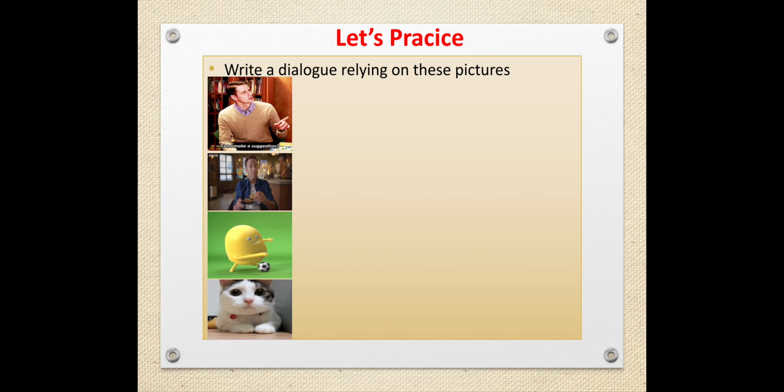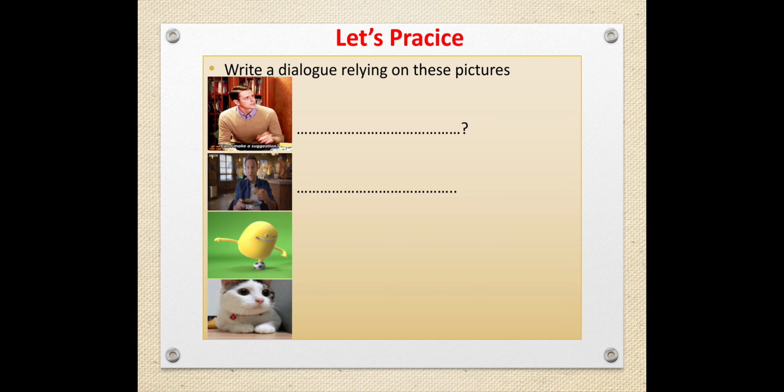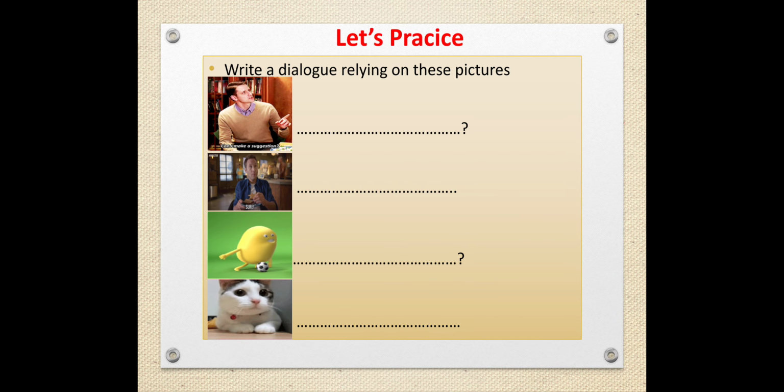In this exercise you are going to write a dialogue relying on these pictures. So this person here is making a suggestion. Can you guess what it is? And the next person is responding. Can you guess what his response is? Is it positive, meaning accepting, or is it negative, refusing? And again, this one is making a suggestion to do something. Can you guess what he is suggesting? And lastly, the cat is responding. Can you guess what his response is?